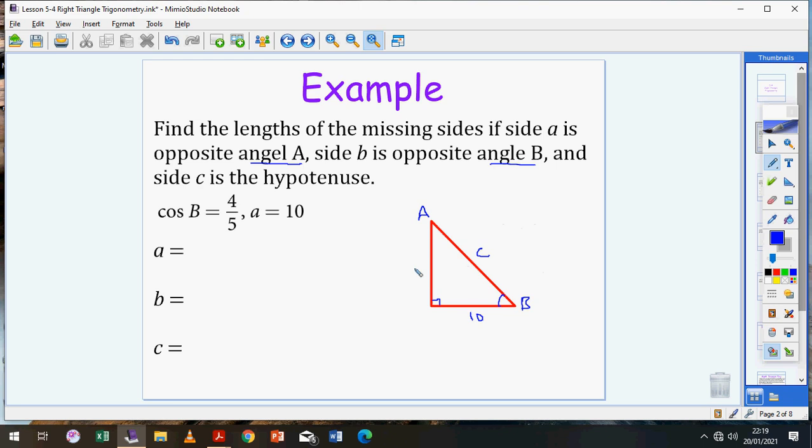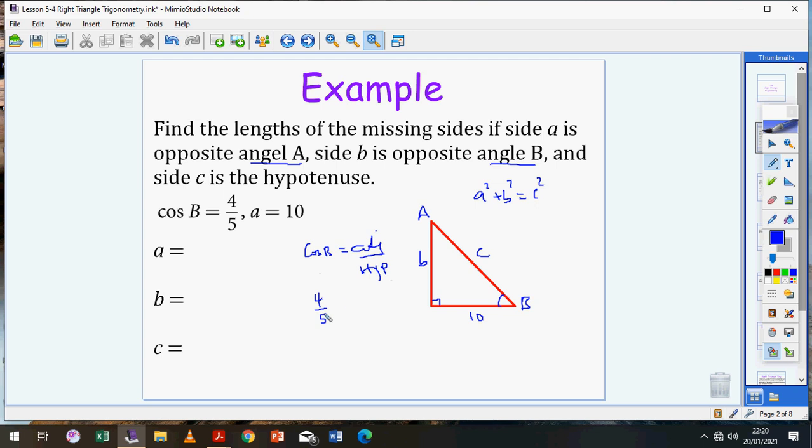Now, seeing that the cosine of B is 4/5, side C is unknown and side A is known to be 10. So we know that from Pythagoras, A squared plus B squared is equal to C squared, right? And we know from SOHCAHTOA that the cosine of B will be equal to adjacent divided by hypotenuse. So the cosine of B is known as 4/5.